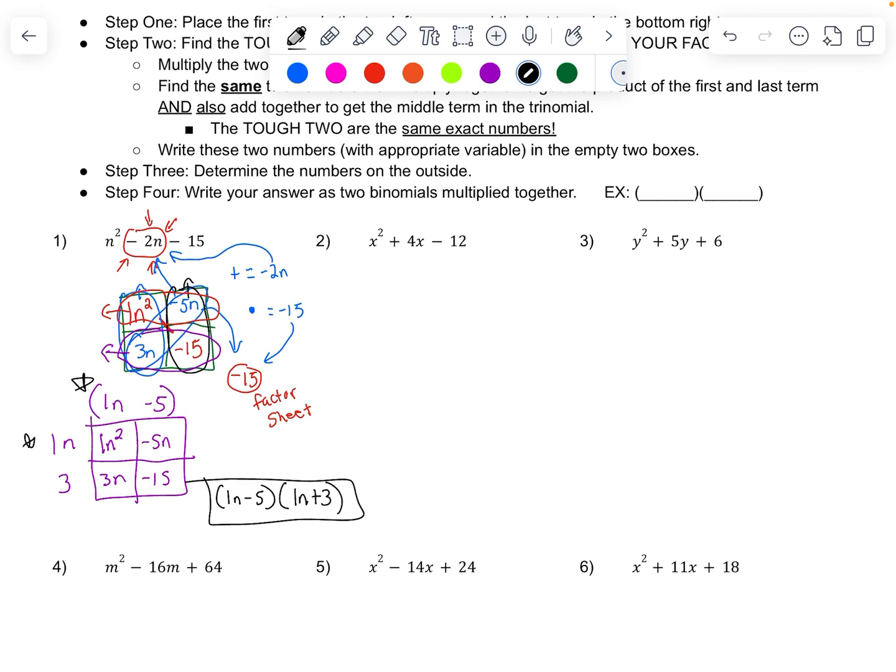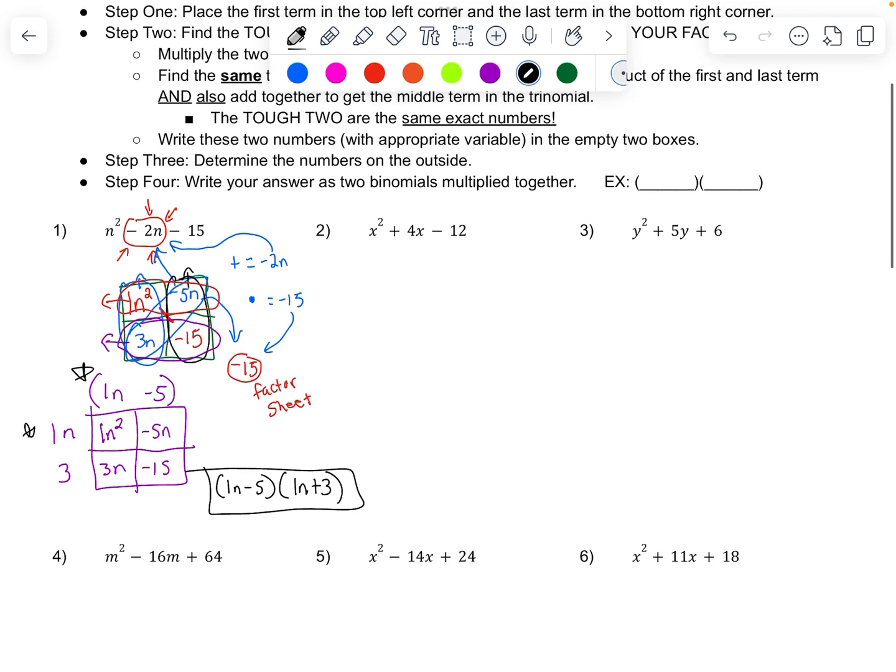Okay? All right. Let's do number 3 now. I'm going to skip 2, we'll go 3. Make our box method. Okay, we said the first term goes in the top left, y squared. The last term goes in the bottom right. Okay? And then now all we have to do is multiply. Remember, this is a 1 out in front, times 6. You take your normal number, your integer numbers, and you multiply them. Okay, we take 1 times 6, which is 6.